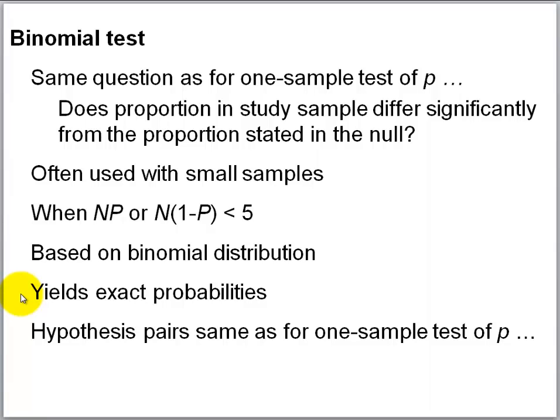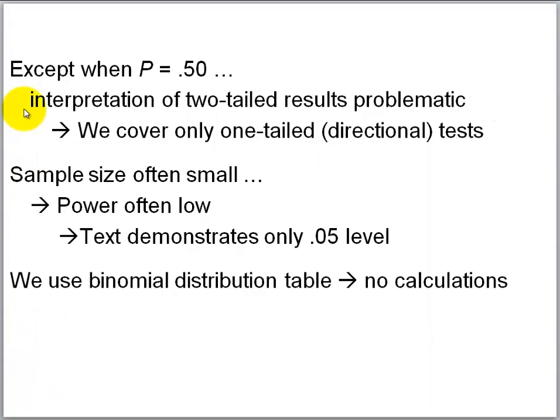And the hypothesis pairs are just the same as those for the one sample test of P. For reasons that are covered in the text, except when the value stated in the null is 0.50, interpretation of two-tailed results, which is to say results from non-directional pairs, can be problematic. So we are only going to cover one-tailed directional tests here.